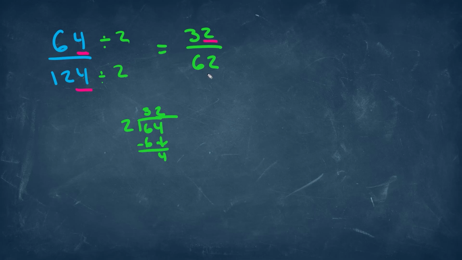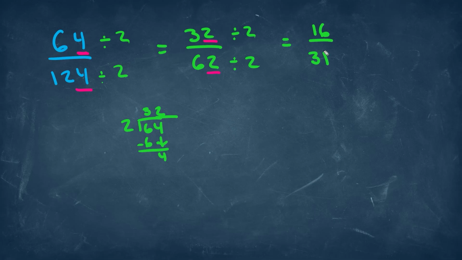We notice that it is both an even number for the top and bottom. So that means that we can divide this by 2 on top and bottom. If we do this one last time, 32 divided by 2 is going to give us 16. 62 divided by 2 will give us 31.